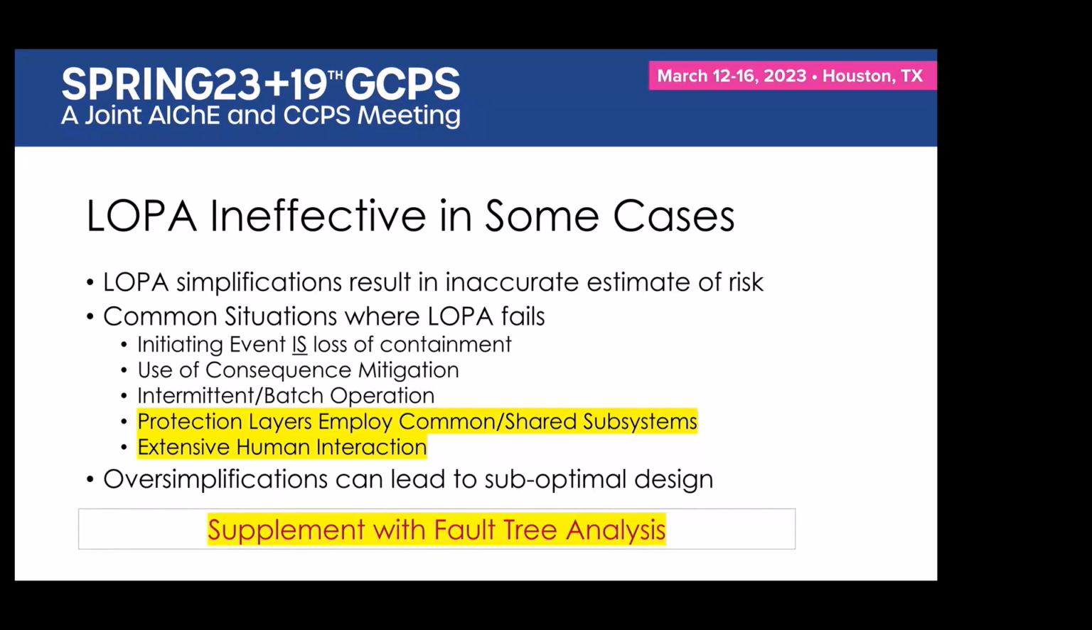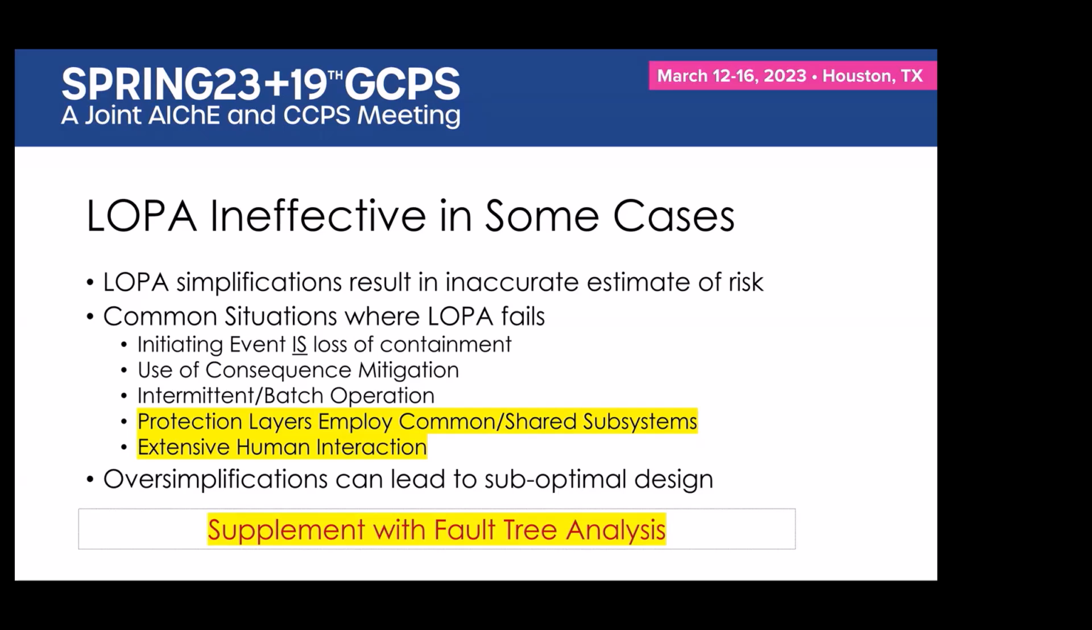Intermittent and batch operations don't really make LOPA ineffective. They just make it clunky to do because your initiating event is not some sort of dangerous failure. It's like, how many times do I do a batch a year? Which is clumsy as opposed to wrong in those situations.